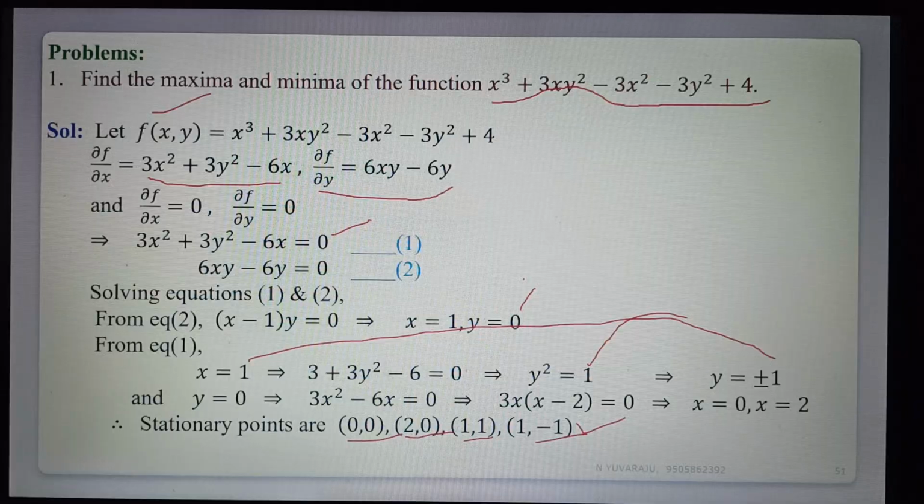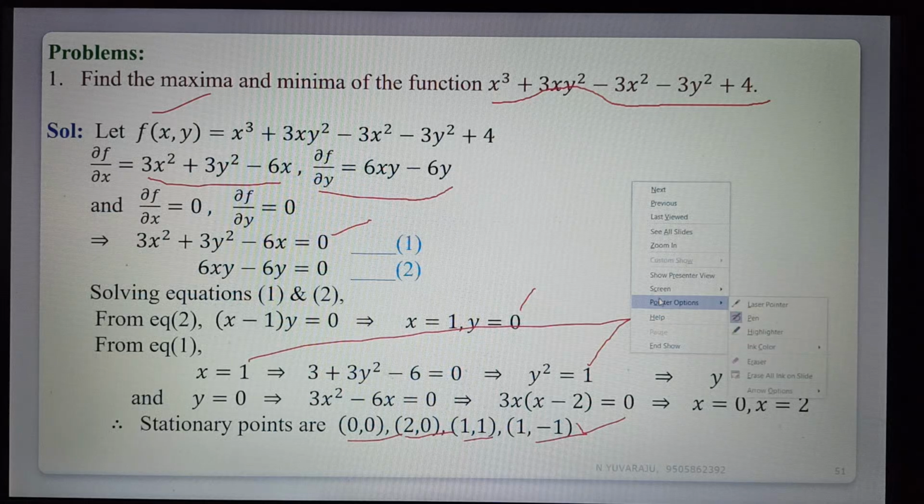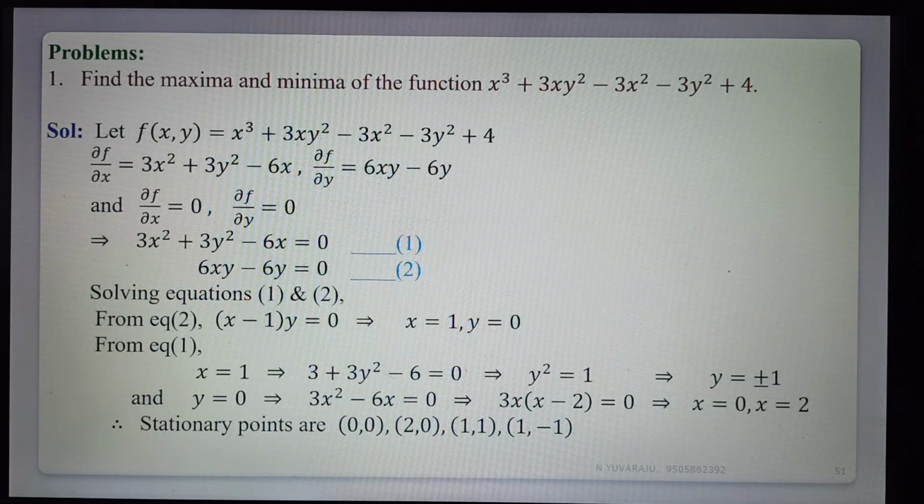Now at every point we will discuss whether the function has maxima or minima. Now proceeding to step 2. What is step 2? You have to find the second order partial derivatives.